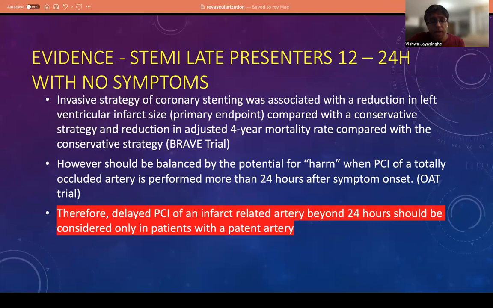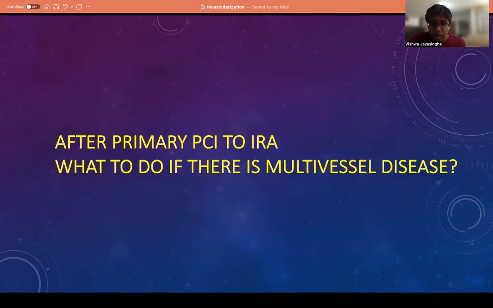And therefore, delayed PCI of an infarct-related artery which is totally occluded should be deferred. PCI should be considered only if there is a flowing artery in patients who come after 24 hours of symptom onset, and the important thing here is, without any evidence of ischemia, LV failure, cardiogenic shock, or arrhythmia. If the patient is stable, no chest pain, after 24 hours, you do the angiogram, find a completely blocked artery, leave it.